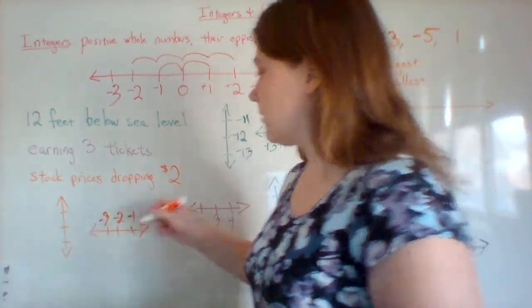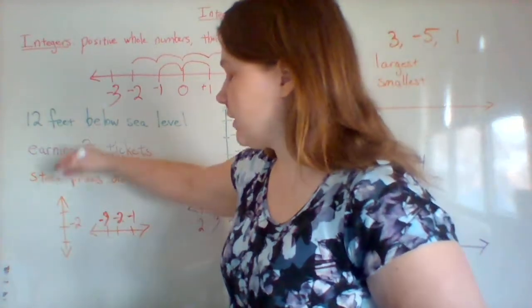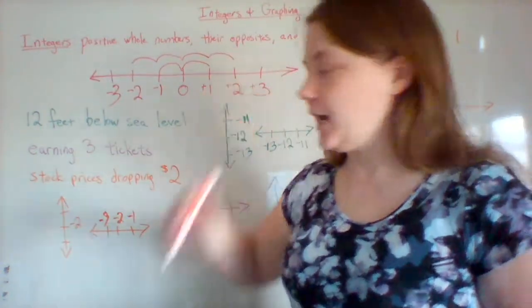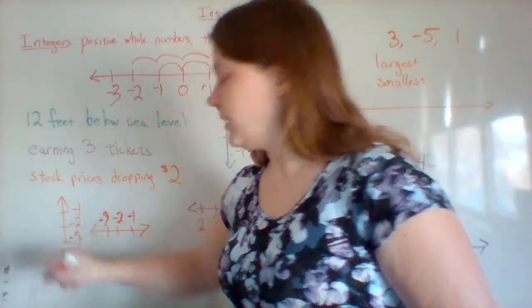Same thing over here. I'm going to put -2. And if the number gets bigger, if it goes higher, if that stock price gets higher, it'll be at -1. And if it goes lower, it will be at -3.